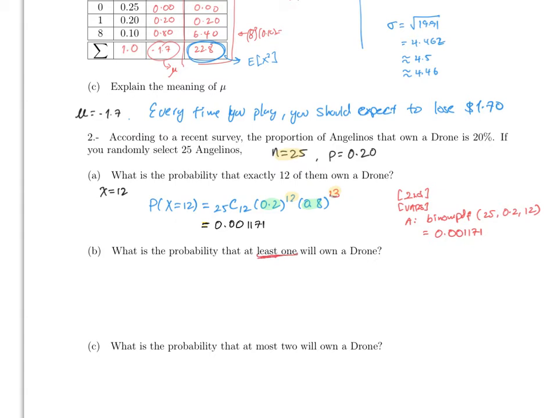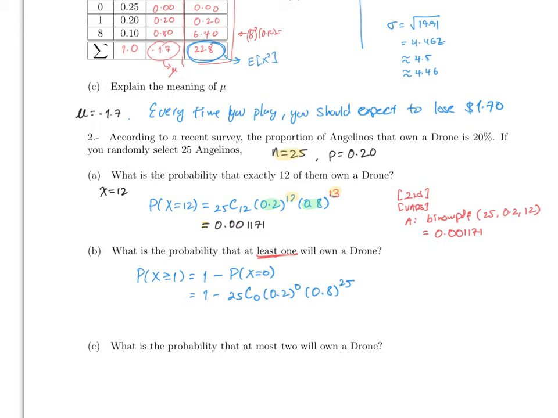All right, so for part B, I told you this multiple times. Whenever you hear at least one, you should always do the complement. Remember, at least one mathematically is written like this: x is more than or equal to 1. The complement of at least one is 1 minus P(0). I told you this since chapter 4. And P(0), remember, will be 25 choose 0, times 0.2 to the 0, times 0.8 to the 25. And then you can just use the calculator. If it is multiple choice, this is good enough.